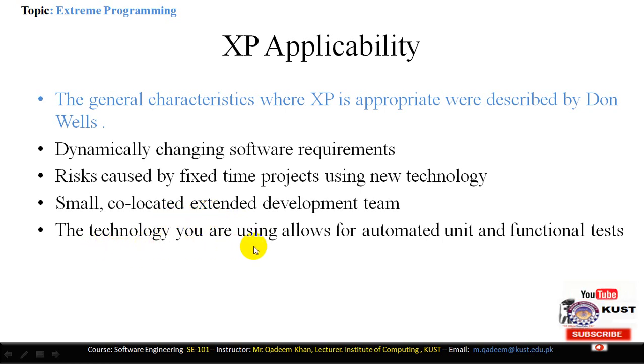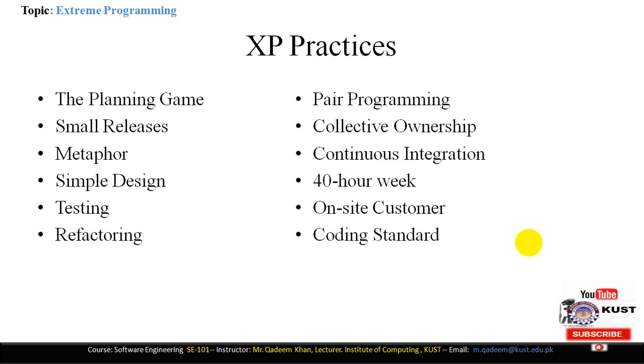The technology you are using allows for automated unit and functional testing. If you have automated testing and function-oriented testing, then the XP model is better because the XP model utilizes the object-oriented approach in which one class is called a unit. So that's why we can perform good automated unit testing. And also in every class we have some functionality. So by testing each and every functionality, we perform the functional test.